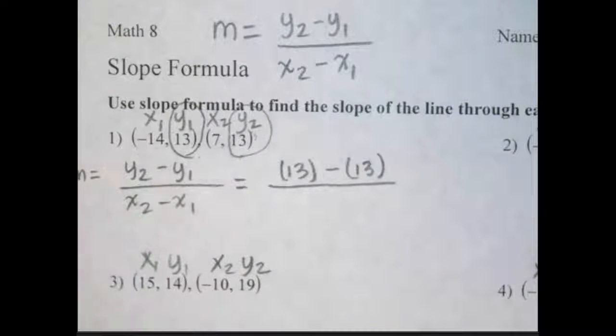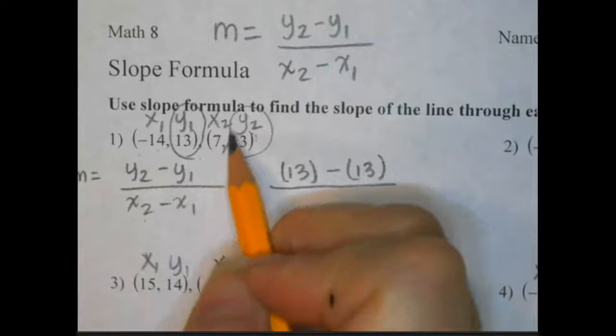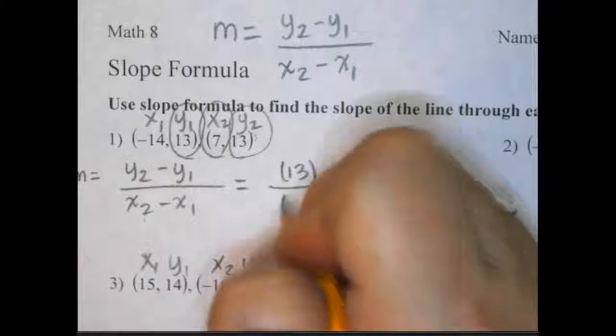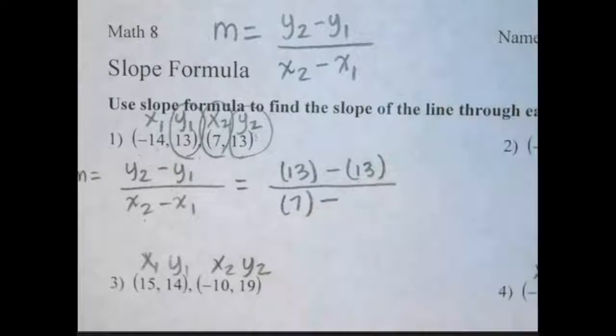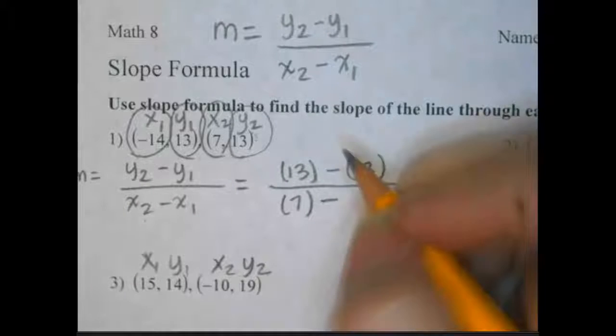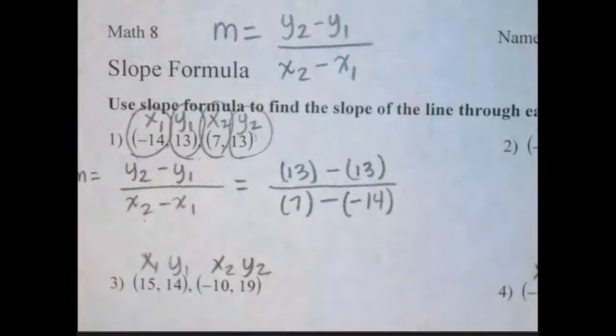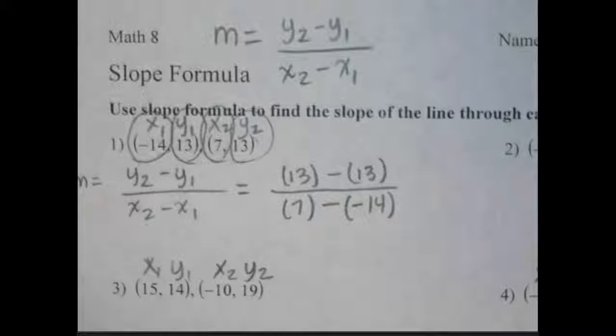I want to make sure that we're writing our numbers in parentheses, okay? So then for x2, what is my value? So in parentheses, I'm going to write 7. It's always going to be minus, okay? That doesn't change. And what is my value for x1? So in parentheses, I want to write negative 14, okay? And you'll see the reason why I'm having you write these in parentheses.